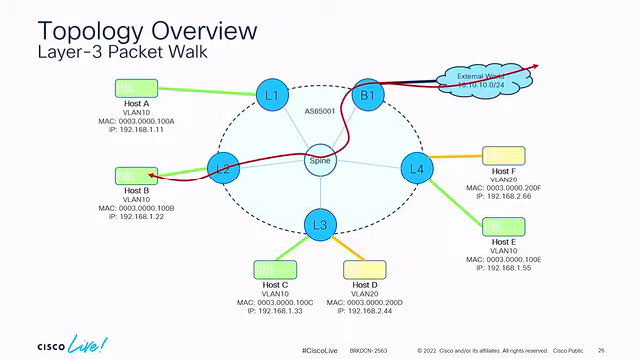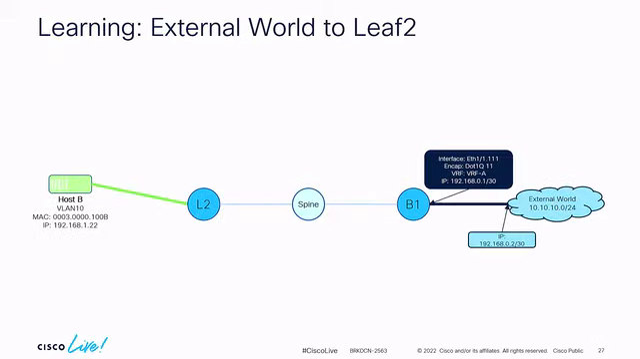For this first section, we will go from external network to host B or host B to external network. And I will guide you through step by step what is happening in each direction from a learning perspective and from a table perspective, and then ultimately the packet construction and forwarding.